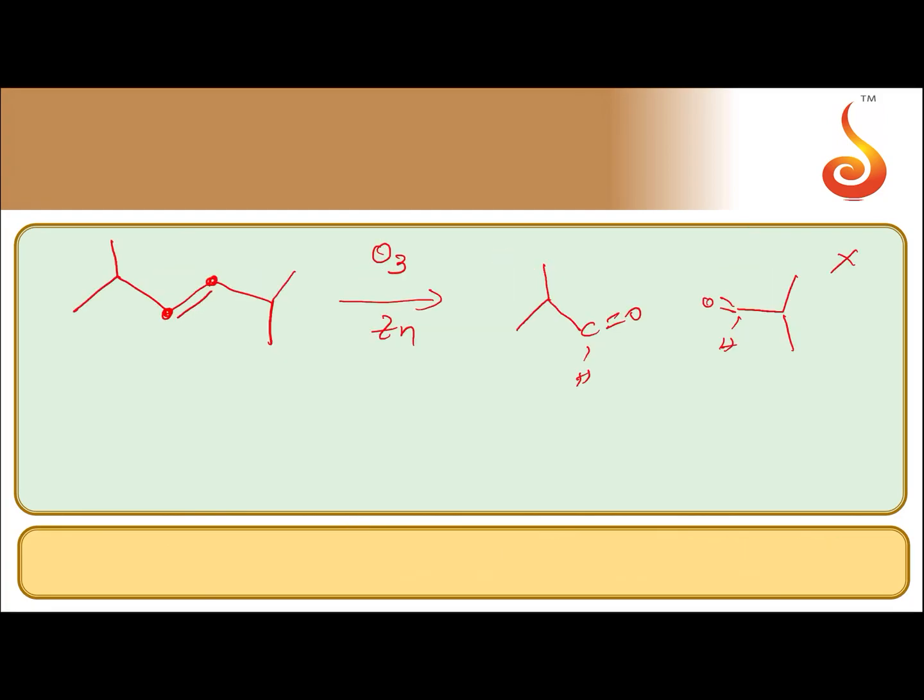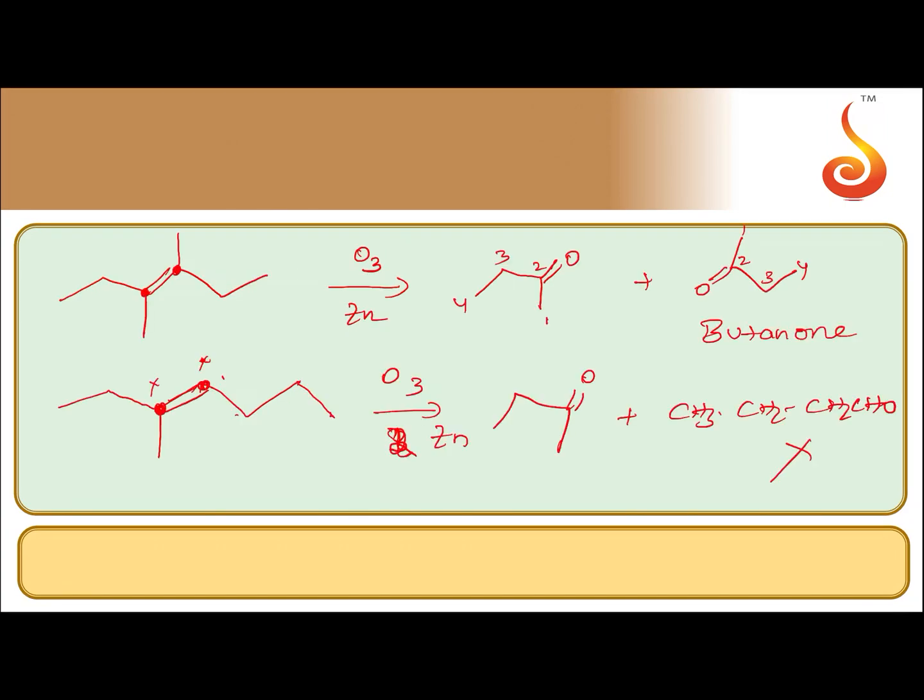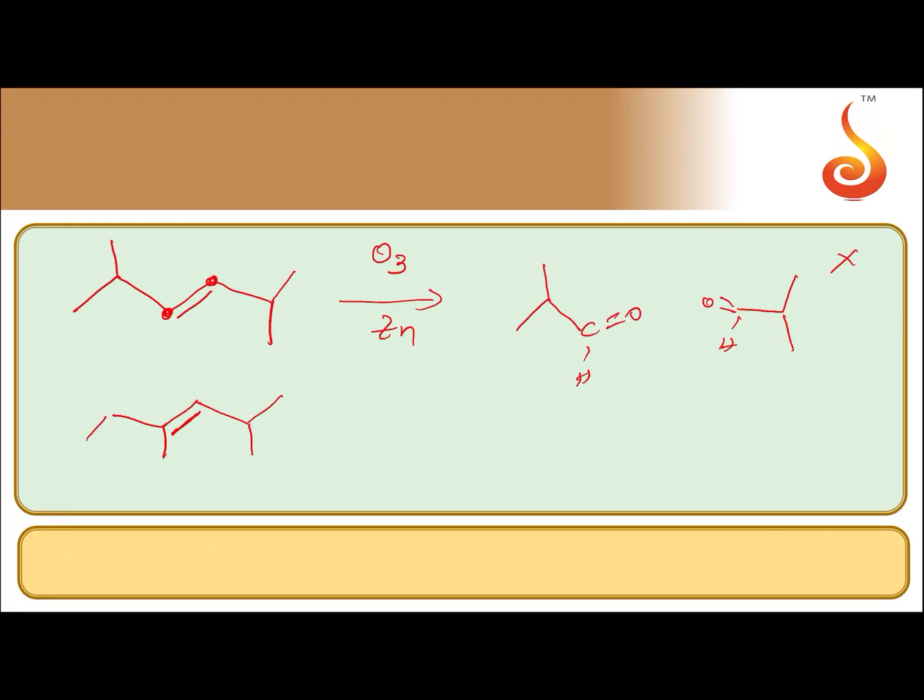Now the last option. The double bond is here. So remove this double bond and put double bond O and double bond O on the carbon. Double bond O and double bond O. Means this is butanone but this is not butanone. So this option is also ruled out.